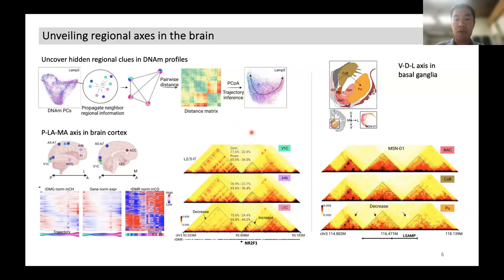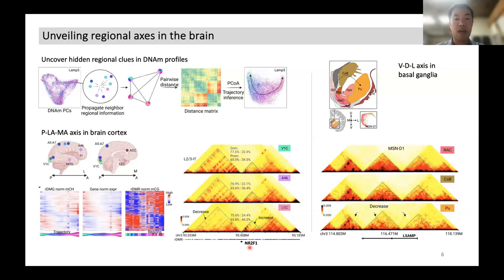To uncover this regional difference, we developed a framework to study our DNA methylation profile and found a regional axis in the brain cortex from posterior to lateral anterior and then to medial anterior. Along this axis, you can observe a gradient in molecular features like DNA methylation and gene expression. Here is an example showing this monotonic change in one cell type along this axis, but a more complex change can also be there.